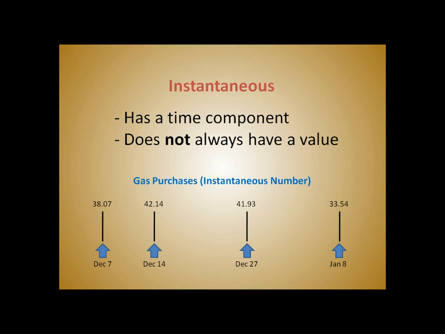In this example, on December 7th, I charged $38.07 to my card. A week later, I charged $42.14, and so on. Remember that instantaneous data types do not always have a value. I was not constantly charging $42.14 to my card every moment from the 14th to the 27th. If I were to look up this value on December 20th, meaning how much was the charge to my credit card for gas on the 20th, I would see that there was no value at that time. I didn't go to the gas station on that day, therefore there's no valid value for how much was charged to my card. Let's look at another.